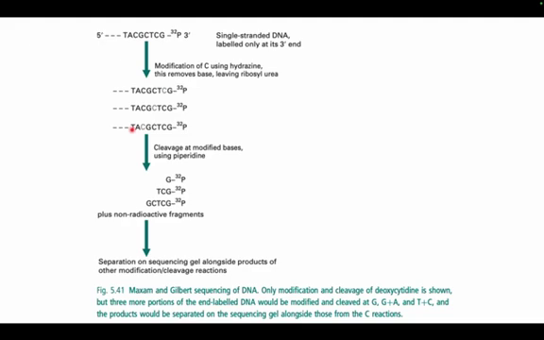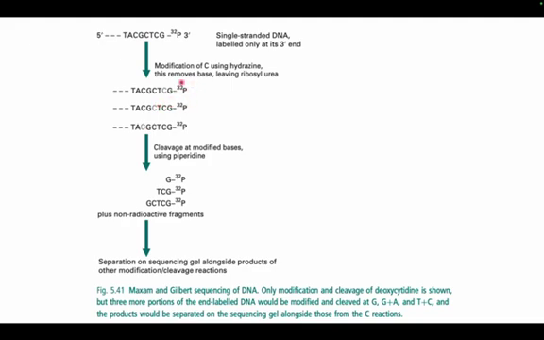Now remember, now that we have modified the DNA, we are going to cleave it using piperidine, and piperidine will cleave the phosphodiester bond after the modified base. So if this C is modified, the DNA molecule will be cleaved here, in between the C and the G. And what we are going to detect is the leftover fragment after cleavage.